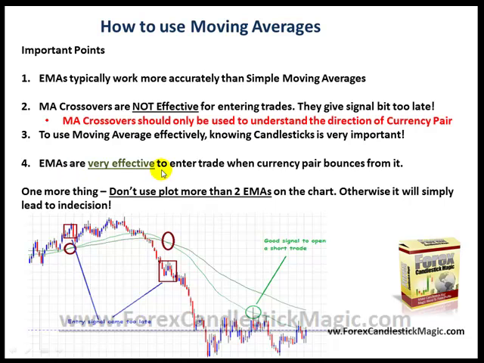The moving averages are very effective to enter a trade when the currency pair bounces from it. For example, if you look here, the price touched the moving average and then it retraced again. So entering a position using the bounce from a moving average is very effective, whereas the crossovers are not. What the crossovers do is give you a fairly good indication of which direction the price may continue. For example, a crossover here gives an indication that the market will continue moving in the downward direction, but it is not good for deciding when to open a trade.